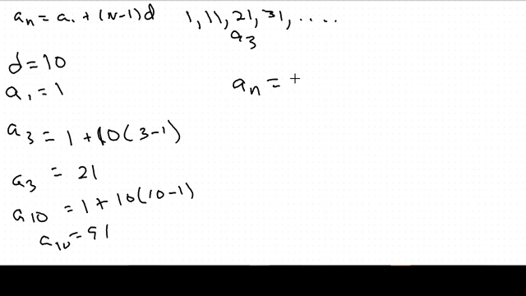A_n equals a1 plus... Well, what is a1 equal to? Because we know that number. 1. Plus n minus 1 times d. Okay, what's d? 10. It's 10 times n minus 1. So when you're writing the explicit relationship, you don't write in the n values. You see that? That's actually how you do it.